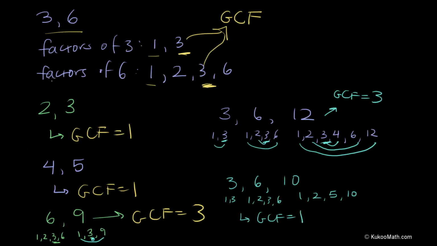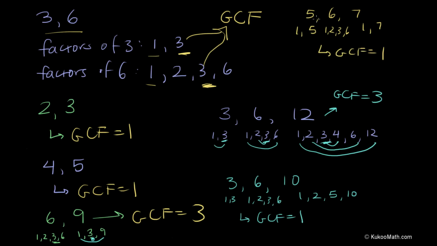Now let's try one more example. We're going to try the numbers 5, 6, and 7. For 5, our factors are 1 and 5. For 6, it's 1, 2, 3, 6. For 7, it's 1 and 7. Again, if you look at these, there's nothing in common except for 1. So again, our greatest common factor is equal to 1.